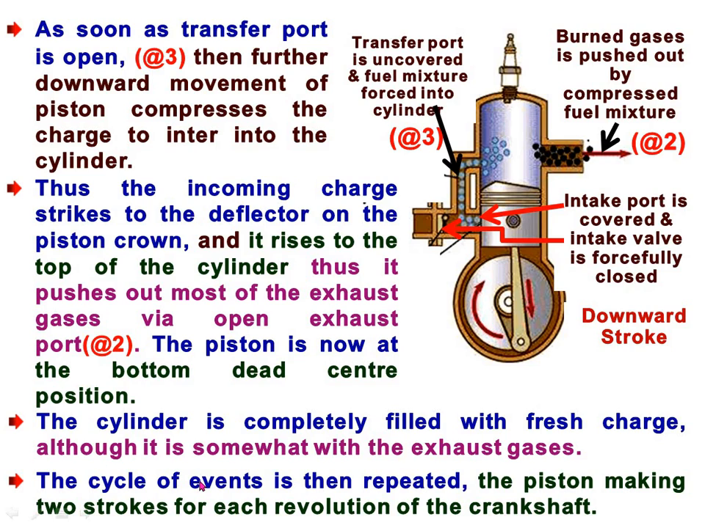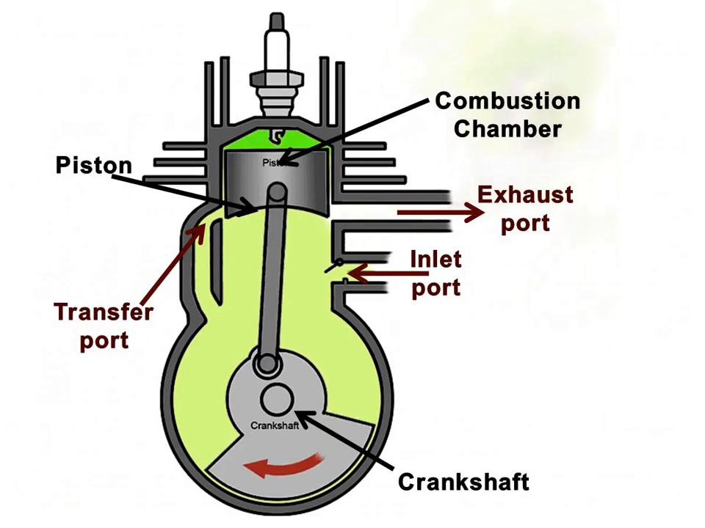The cycle of events is then repeated. The piston makes two strokes for each revolution of the crankshaft. Means this cycle is repeated for every stroke, and the piston makes two strokes in every one revolution of the crankshaft. So in every revolution of the crankshaft we get one power stroke in a two stroke engine, or we can say our petrol engine.